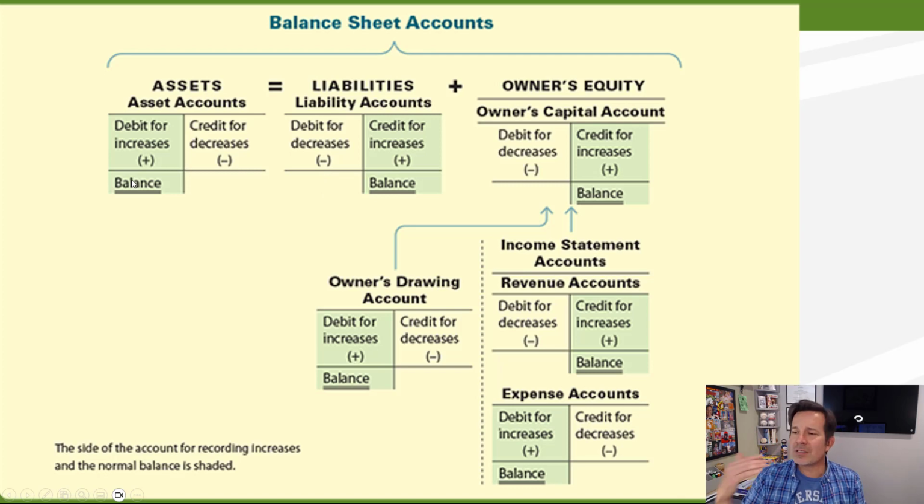So normal balance, if you ever hear me use that terminology, all that means is the positive side of an account, the side we would expect a balance to be upon. Normal side for an asset account would be the debit side. Normal side for an owner's equity account would be the credit side. Normal balance side for revenue would be credit. Normal balance for an expense account would be a debit.